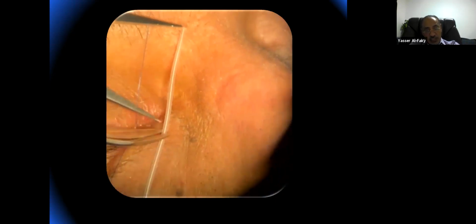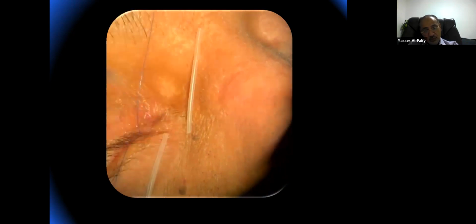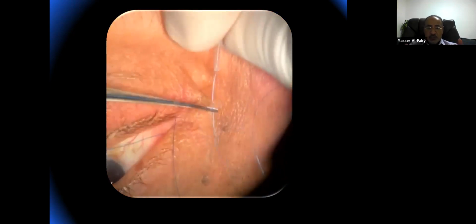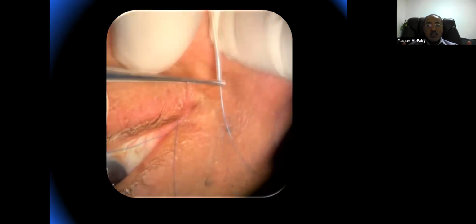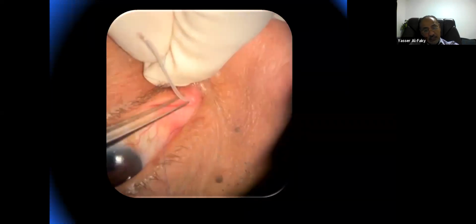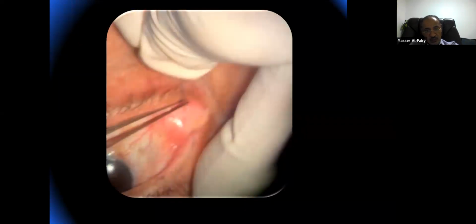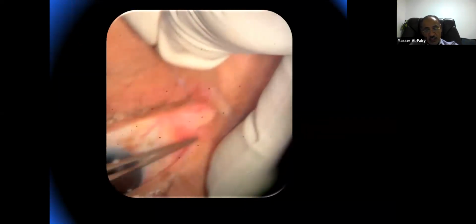Cut it. When you cut it, it has to be, as you can see here, perpendicular to the tube. So don't make an edge, because if it has an edge, when you close the loop, it will have a pointing part which will bother the patient. And then put it inside. If you pull the lower one, it will be straightened and will go inside, and you will see the other end coming from the lower punctum.